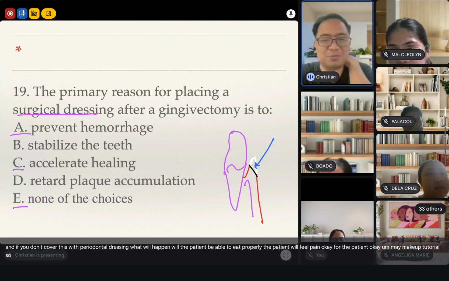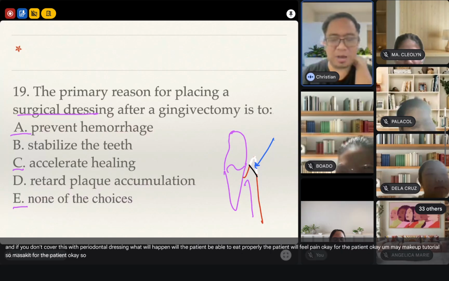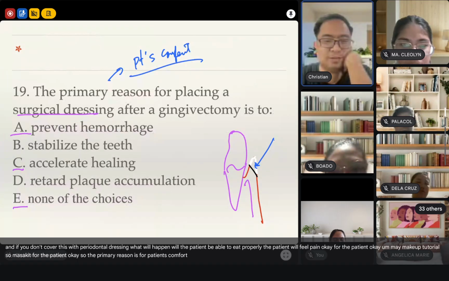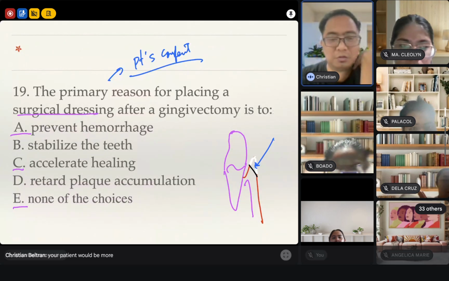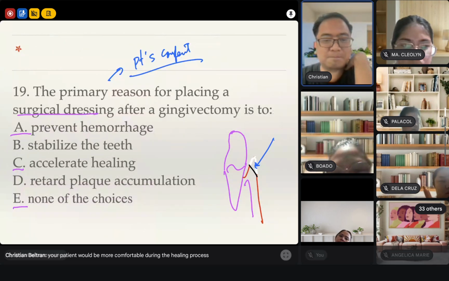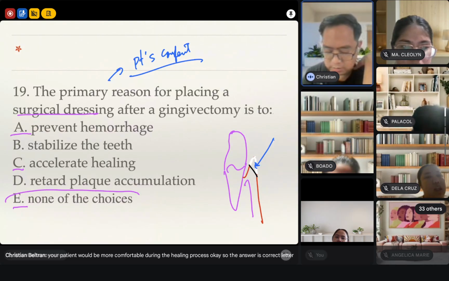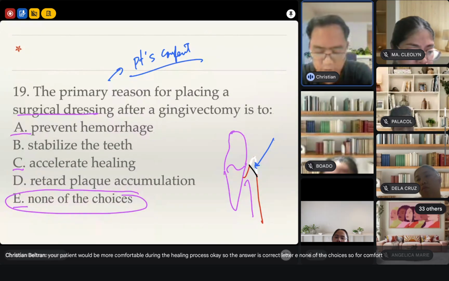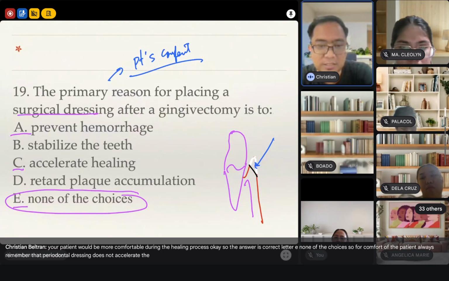So, masakit for the patient. So, the primary reason is for patients' comfort. Diba? So that your patient would be more comfortable during the healing process. So the correct answer is letter E, none of the choices. So for comfort of the patient, always remember that periodontal dressing does not accelerate the healing.